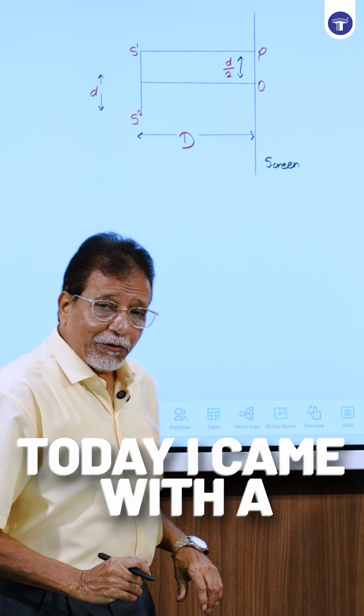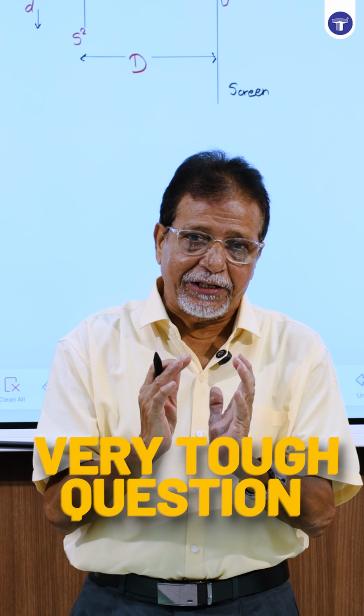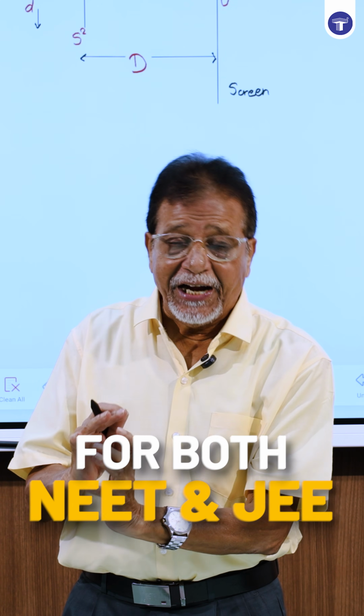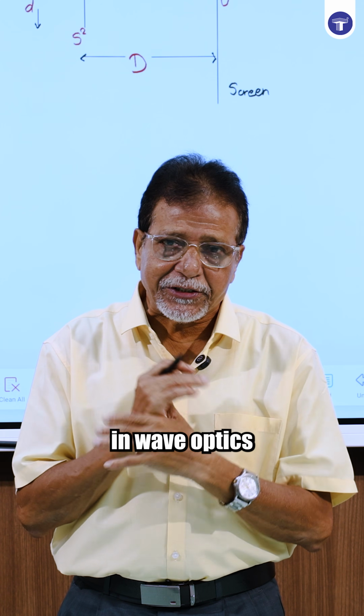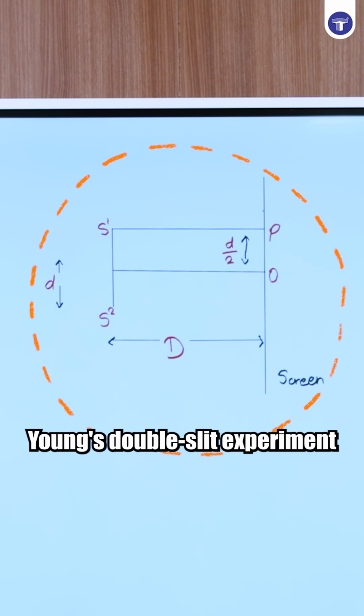Today I came with a question which is considered to be a very tough question for both JEE and NEET, also in wave optics. What is the question? Suppose we are having Young's double slit experiment.